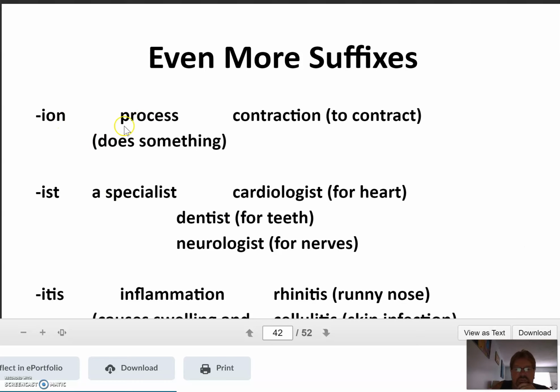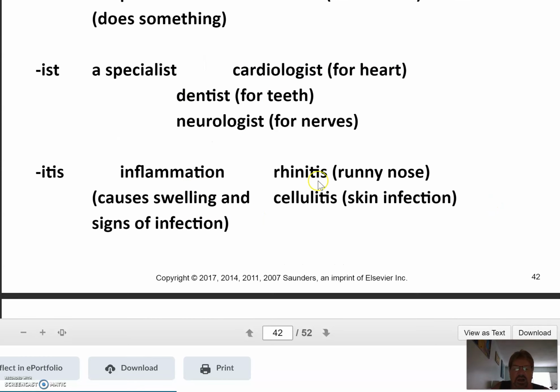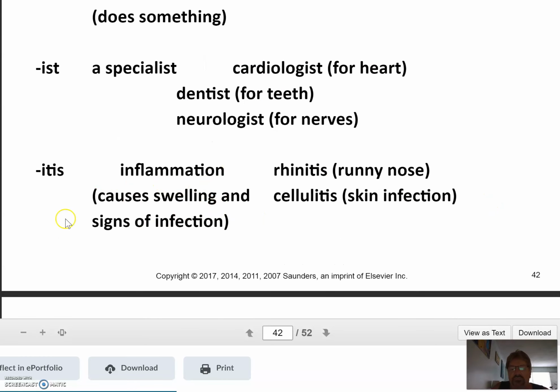The suffix "-ion" means a process, contraction. Yeah, that's not a good example, but okay. A specialist, -ist means specialist, like cardiologist for heart, dentist for teeth. Itis, inflammation or infection. We talked about that. Rhinitis is a medical term for a runny nose. Cellulitis is an infection of the skin.